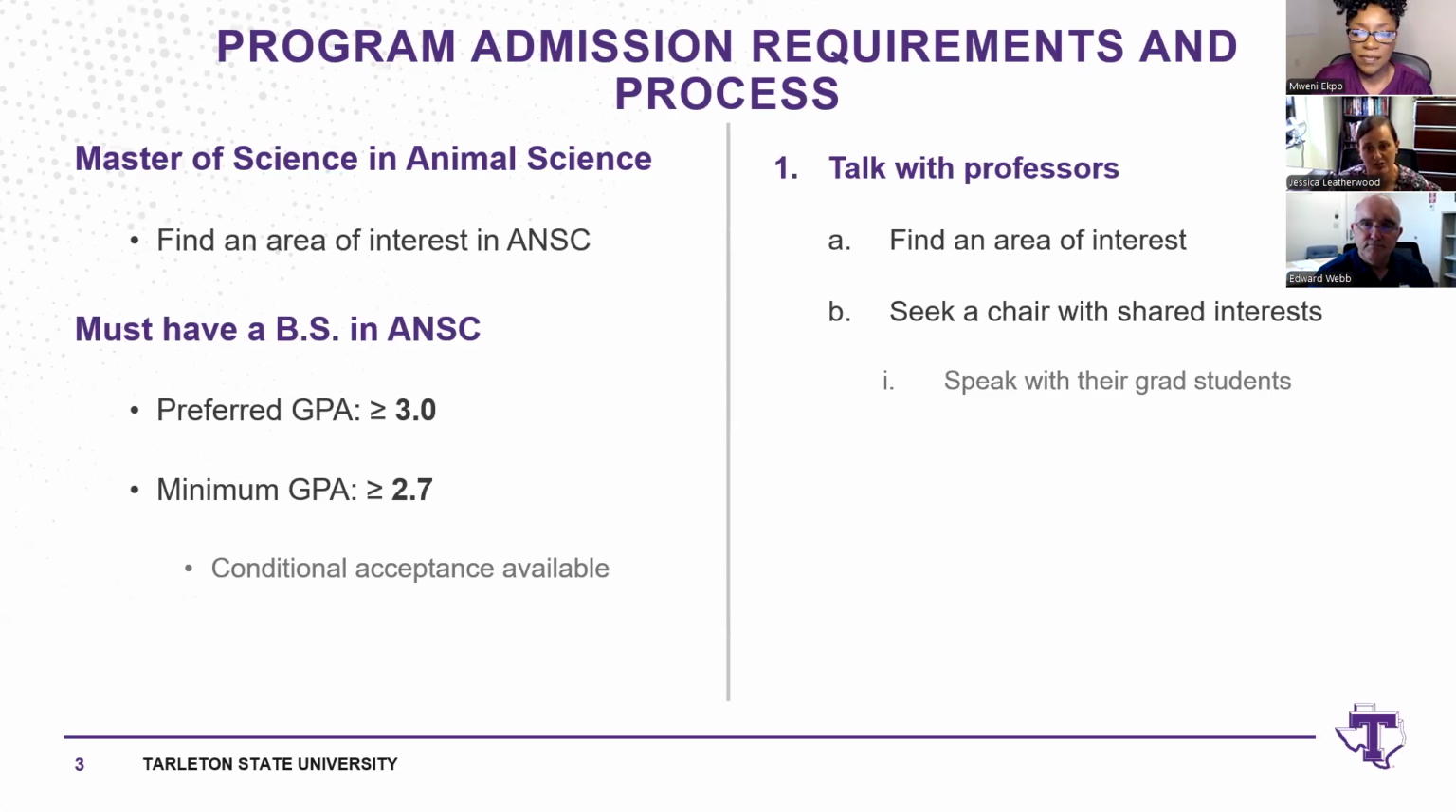In that case, you want to identify a potential chair of your committee that has similar or shared interest. Another thing to always consider is to not only speak with them as faculty members, but I always encourage you to also speak with their graduate students that are currently in their program as well. We can project ourselves as a certain type of advisor, but really our current graduate students will give you the best reflection of what that experience is like.